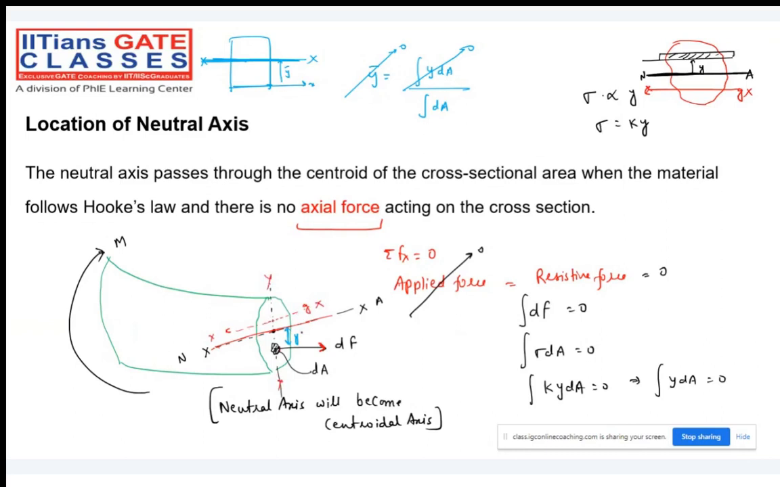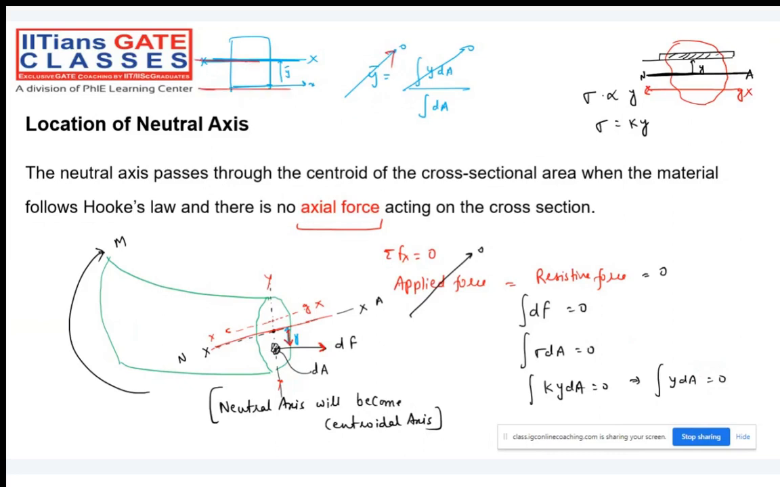But the moment I got to know that the integral of y dA is zero, what does that mean? That particular axis will become the centroidal axis. From whatever distance y we have taken, that axis will pass through the centroid. That is the meaning of y dA being zero, because y bar is zero. Y bar being zero means what? That particular axis will become what?